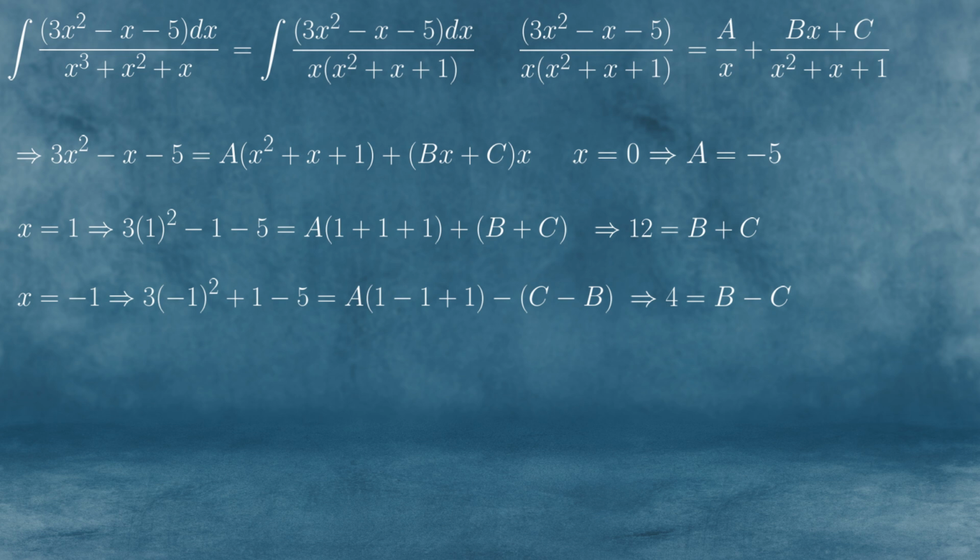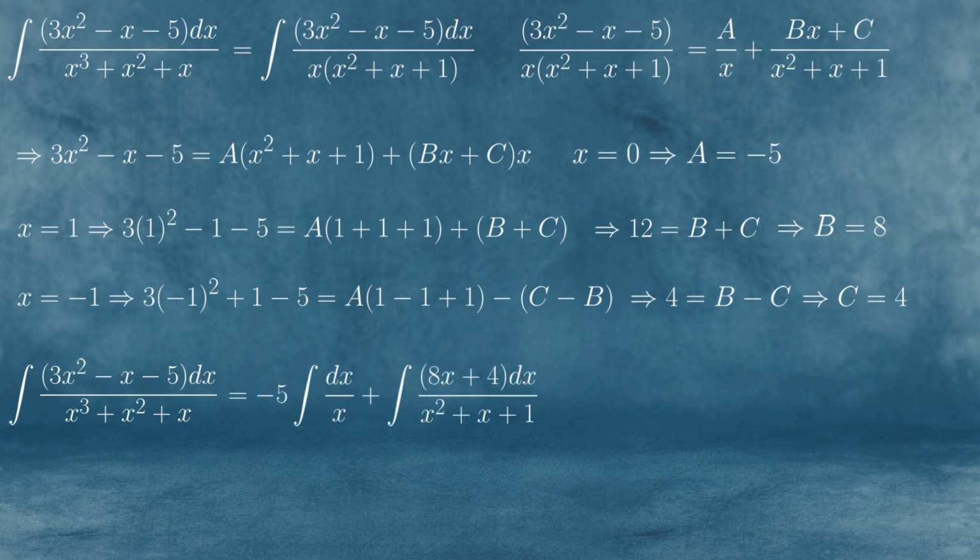If we do so, we end up having that B has to be equal to 8 and C has to be equal to 4. Thus, the original integral will be equal to -5 times the integral of 1 over x plus the integral of 8x plus 4 divided by x squared plus x plus 1. This will be equal to -5 natural logarithm of x plus 4 times the integral of 2x plus 1 divided by x squared plus x plus 1.